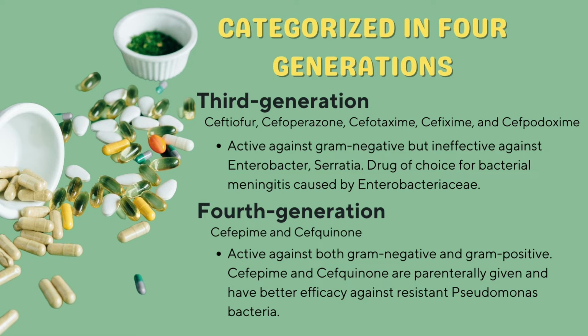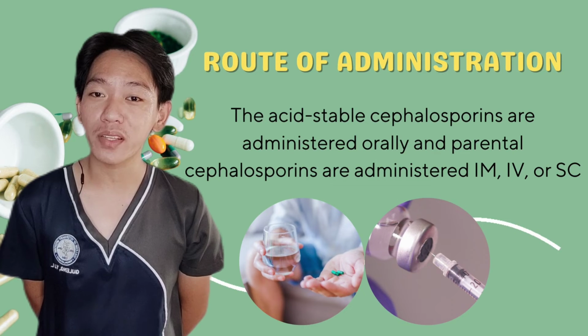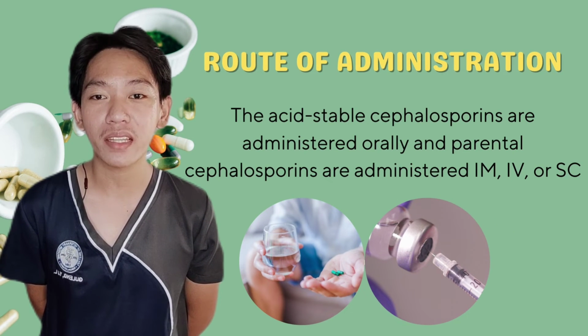Drugs included are ceftriaxone, cefoperazone, cefotaxime, and cefpodoxime, which are administered parenterally, while cefixime is administered orally. Lastly, fourth-generation cephalosporins are active against both gram-negative and gram-positive bacteria. These include antibiotics like cefepime and cefquinome, both administered parenterally, and have more activity against bacteria, particularly Pseudomonas, showing resistance to cephalosporin. The route of administration: the acid-stable cephalosporins are administered orally and parenterally.